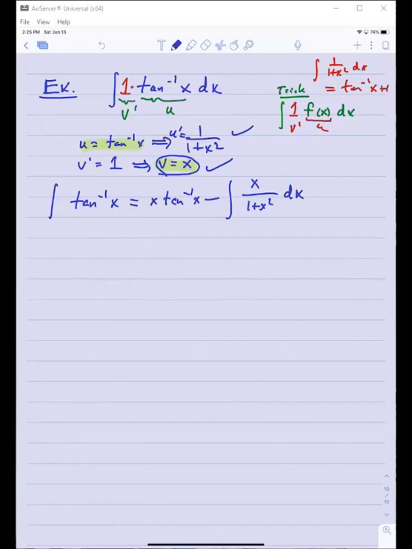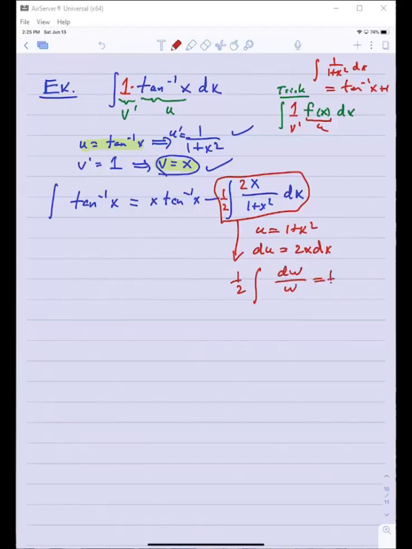Okay, you should recognize in that integral that if I let u equal 1 plus x squared, then du equals 2x dx. Meaning if I had a 2 there and a 1 half out here, this would actually be a log integral. That is, it would be 1 half times the integral of, let's call it dw over w, which is 1 half times the natural log of w. So in this case, the integral of tan inverse is x tan inverse x minus 1 half times the natural log of 1 plus x squared. And I'll just leave the absolute value off the 1 plus x squared because 1 plus x squared is always positive.